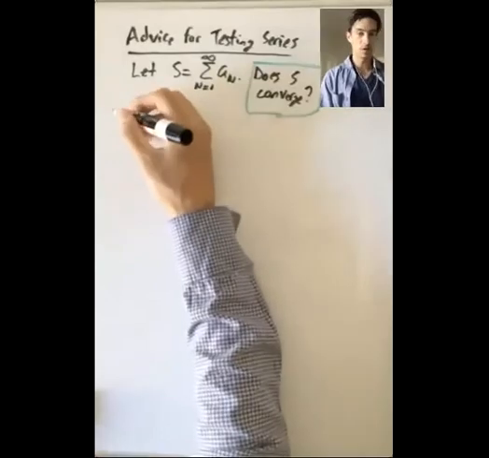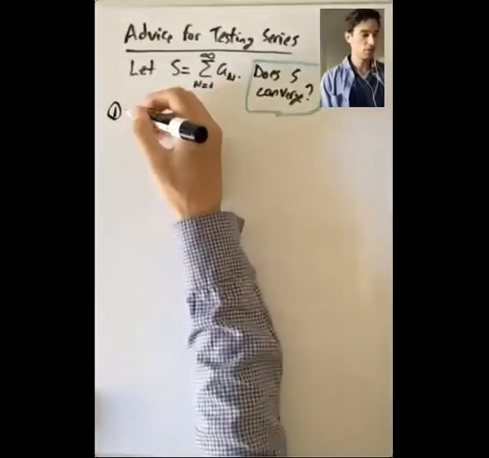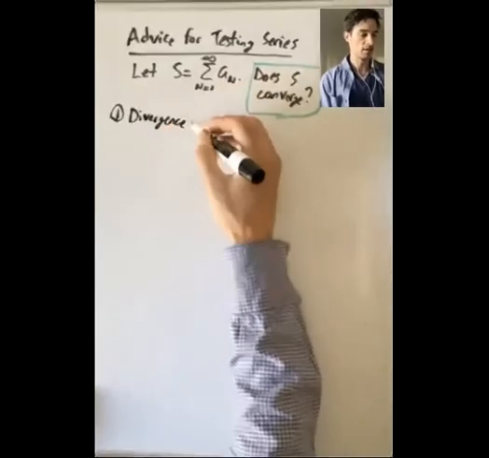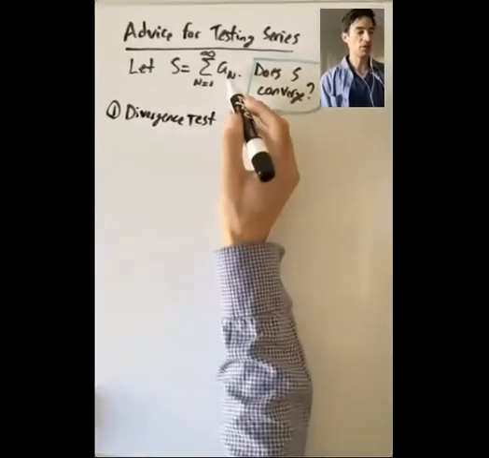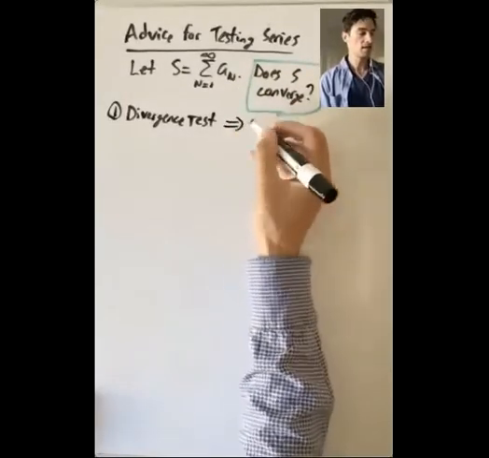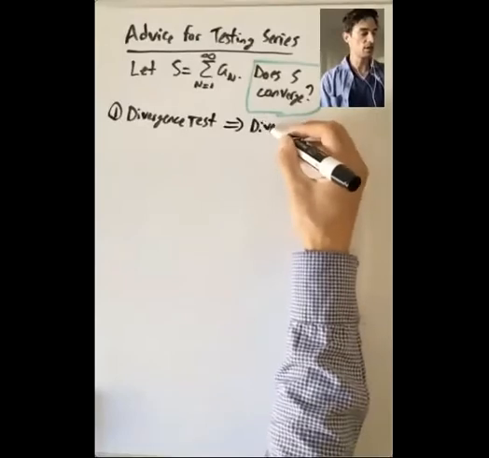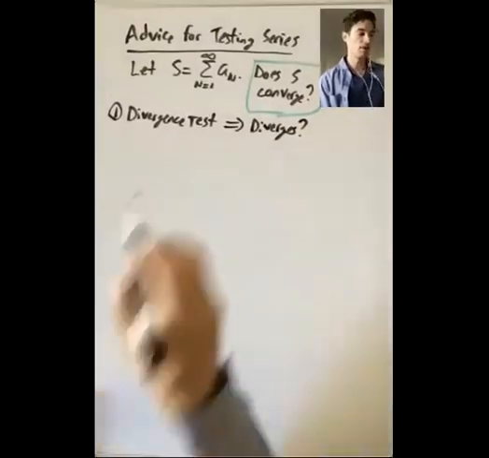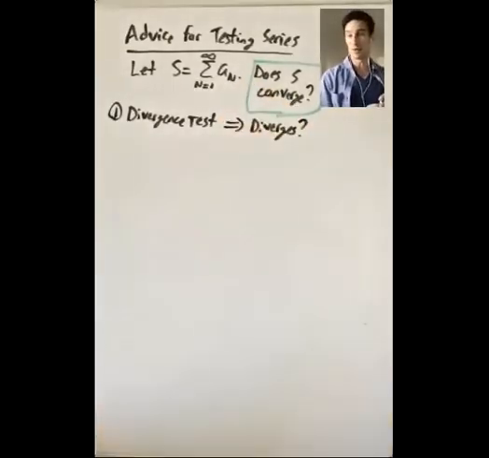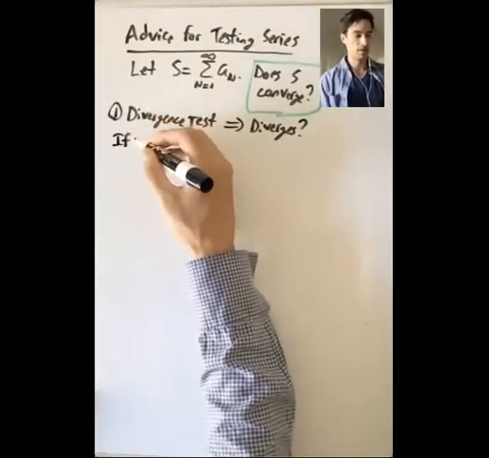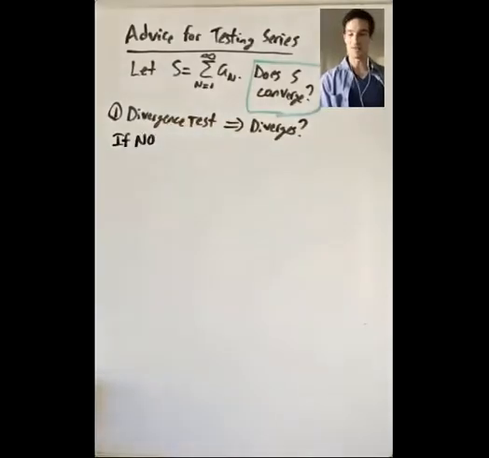Well, often it's a good idea to just take a second and try to apply the divergence test. That means we look at the limit as n goes to infinity of a_n. And sometimes this will tell you that your series diverges. But most of the time, the limit of a_n is going to be 0 for the problems that you see, like on a quiz or in an exam. So you have to do something else. If the divergence test tells you the series diverges, you're done.